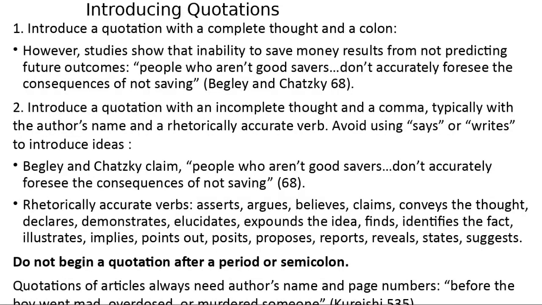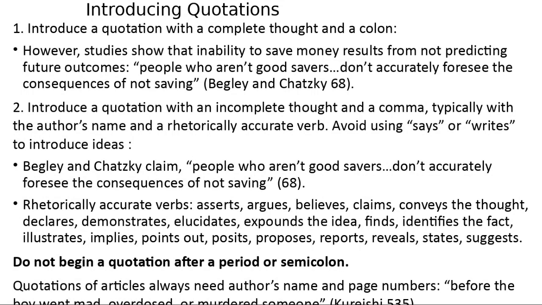All right. So in this example, "However, studies show that an inability to save money results from not predicting future outcomes." All right. So that could be a sentence on its own. It's an independent clause, though I realize I left out the word "and" before inability. But it's an independent clause. So this would be a case where we have a complete thought, a complete sentence before the quotation, introducing it. So we have a colon. All right.